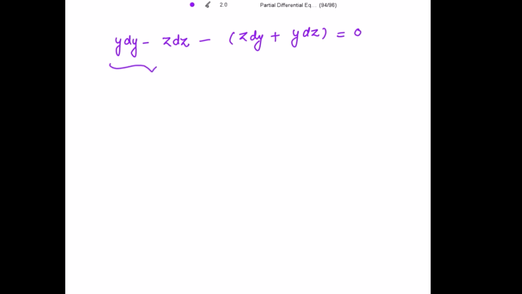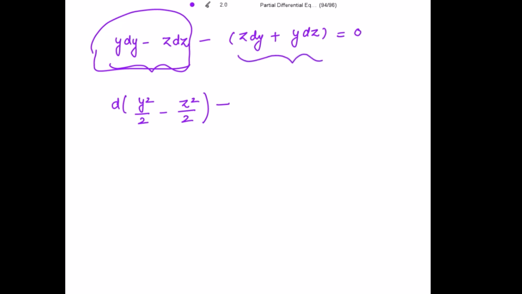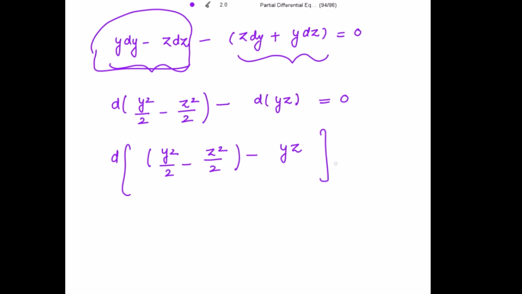Okay, how can I write this? I can write this as the derivative of y square divided by 2 minus z square divided by 2. Can I write like this? When you take the derivative, you are getting back these two terms. Minus, I can write this as the derivative of yz, isn't it? The product formula, right? Okay. So writing this further as the derivative of y square divided by 2 minus z square divided by 2 minus yz equals 0.